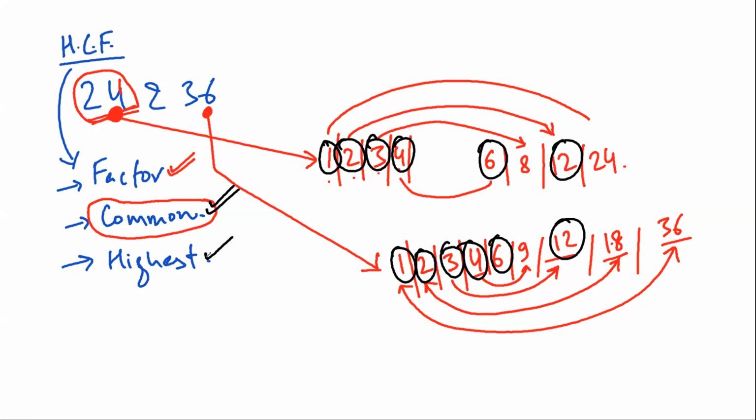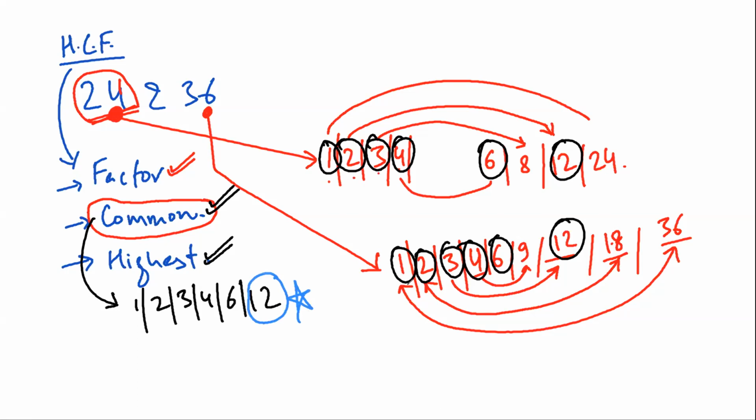What is the highest common factor? Mr. Sarthak, what is the highest common factor? So 12, sir. Because see, the common factors are 1, 2, 3, 4, 6, 12. And the highest common factor is 12. Have you understood? Yes, sir.